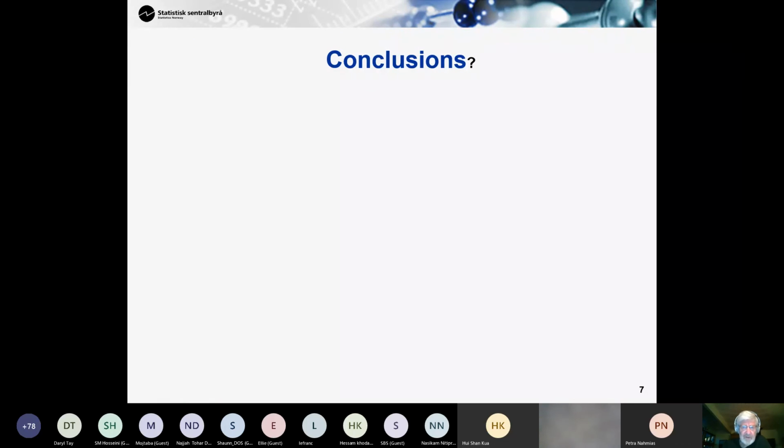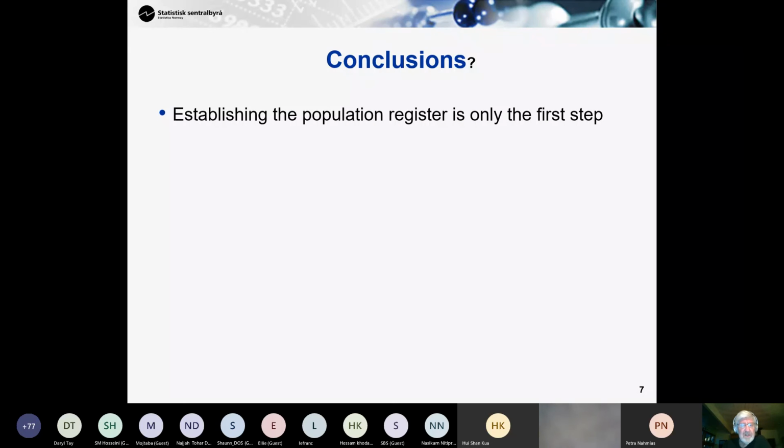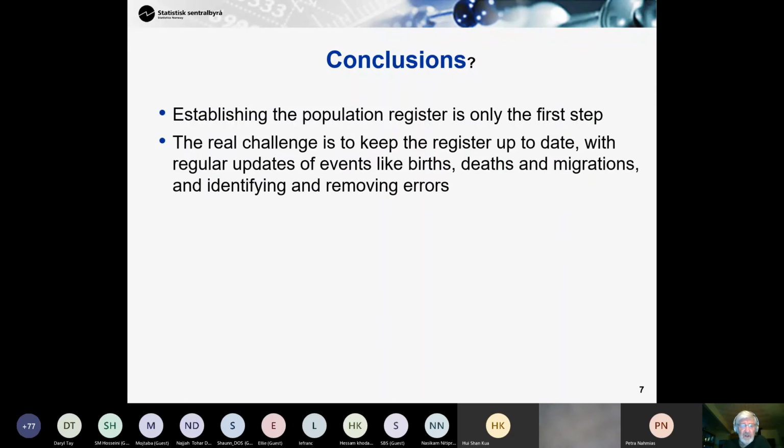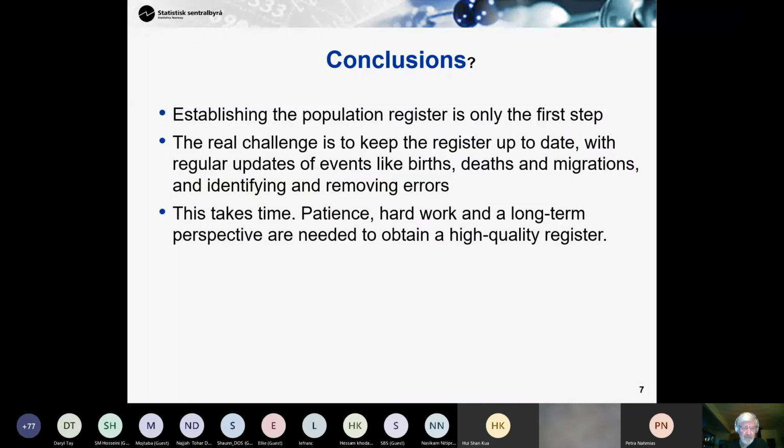Conclusions, there's a question mark too much. Establishing the population register is only the first step. The real challenge is to keep the register up to date with regular updates of these events, and improve the quality by identifying and removing errors. This takes time. Patience, hard work, and a long-term perspective are needed to obtain a high-quality register, but the work could start almost immediately after the register is established, and to produce population statistics. Production of statistics is a very good way of improving the quality.